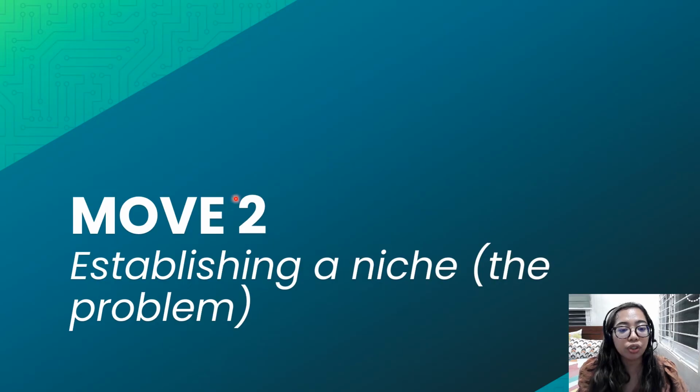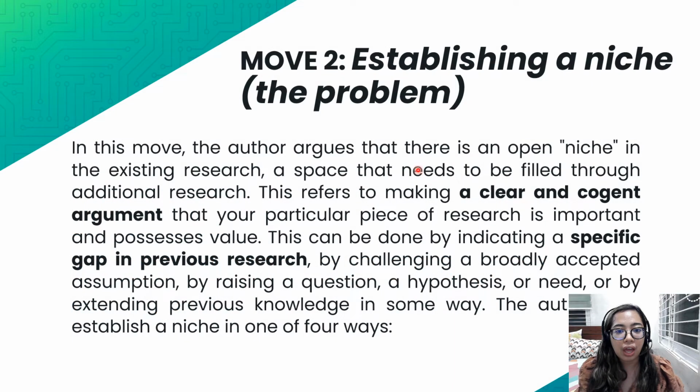Now let's move on to Move 2. This is the part where you establish a niche or you start introducing the problem. In this move, the researcher or the author argues that there is an open niche in the existing research. So, pagkatapos nyo i-discuss yung background, pagkatapos nyo mag-introduce ng previous research, in the second move, you now explain and make a clear and cogent argument that your particular piece of research is important and possesses value.